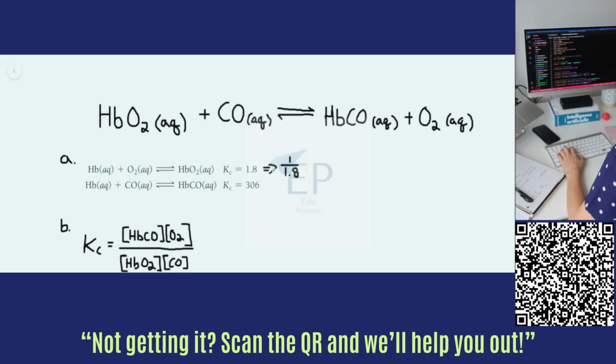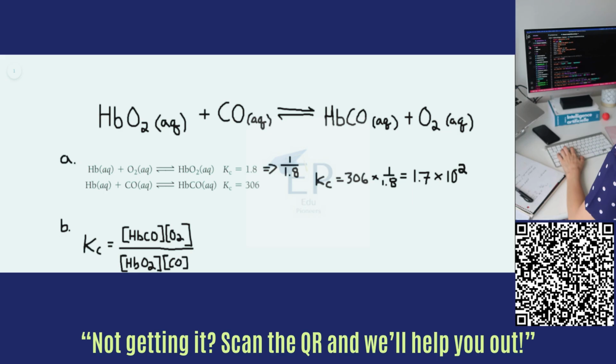And that's simply multiplication. You multiply the equilibrium constants of the half reactions to get the equilibrium constant of the full reaction. So that Kc is going to equal 306 times 1 divided by 1.8. That gives us an answer of 1.7 times 10 to the second, or about 170. So this is the equilibrium constant of this full reaction. That's the answer for part A.